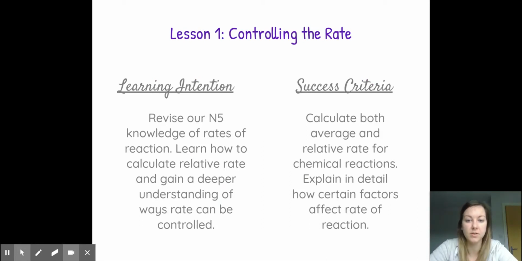This was quite a short lesson on controlling the rate. As I said, most of it was Nat 5 revision, so I'm hoping that everybody understood that and has been able to follow it along successfully. If not, and you feel like this is an area of weakness, then I would encourage you to go back, look at your National 5 notes, try your very best to complete the open-ended question and get all of your knowledge down on paper. But hopefully you know how to calculate the average rate. You now know how to calculate the relative rate for chemical reactions, and you should be able to explain in detail how all of the factors that we've just discussed affect the rate of reaction.